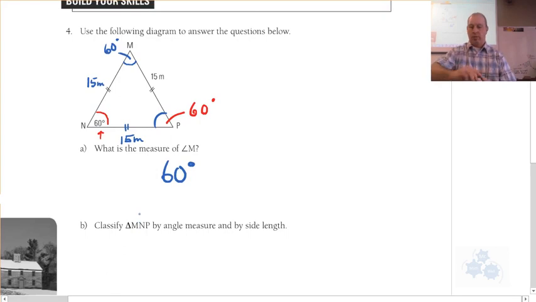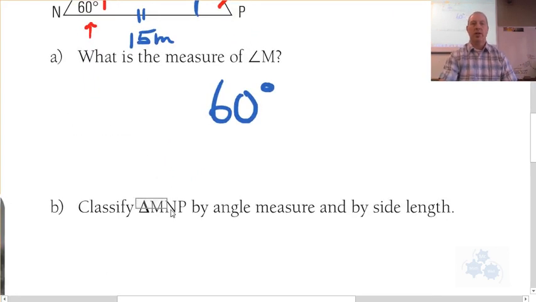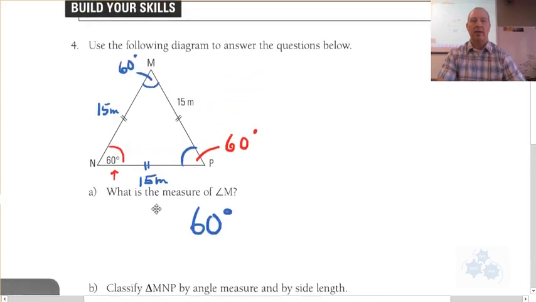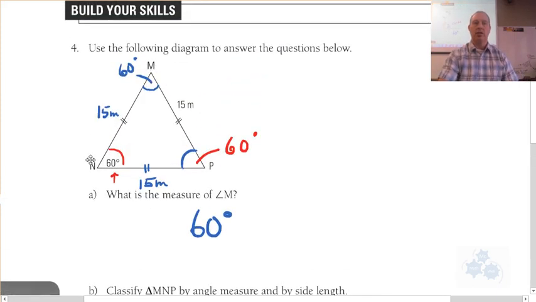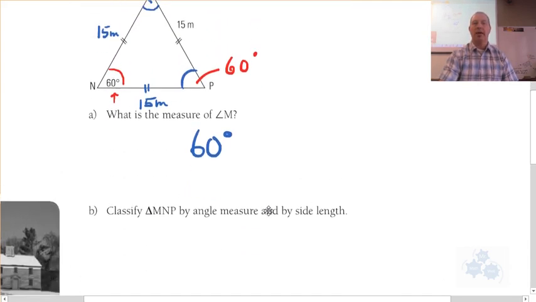Classify. Do you guys know what this notation right here means? That means triangle MNP, and that's how you can name a triangle. You just list the corners, or the vertices, of the triangle. So this is triangle MNP. Okay? So classify triangle MNP by angle measure and by side length.